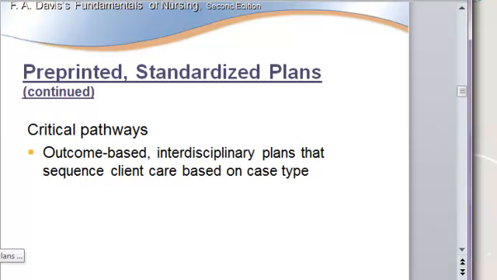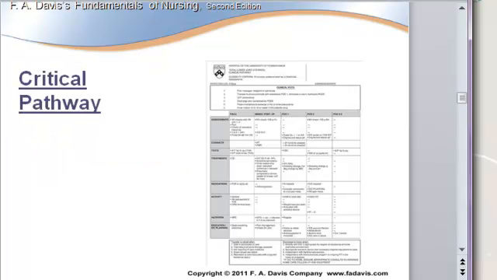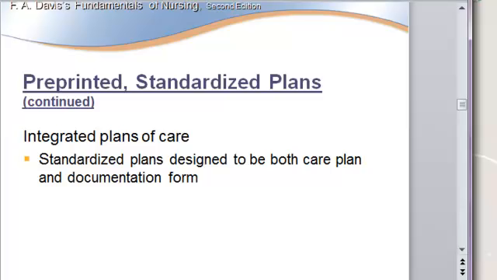Those are based on interdisciplinary plans that sequence the client care. And it's always based on a certain case type, such as this one is for hip and knee. This is just a schematic, and it's hard to read the slide, but it is on page 89 in Wilkinson. This just goes over some other integrated plans of care, and basically they're just standardized plans to be both a care plan and a documentation form. And you can see that on page 88 in your chapter.